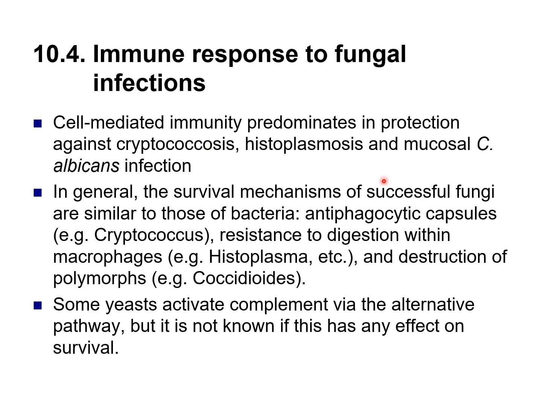Cell-mediated immunity predominates in the protection against Cryptococcus, Histoplasma, and Candida albicans infection. The general ways of survival are similar to those of bacteria: providing capsules that prevent phagocytosis, resistance to digestion by macrophages, mechanisms of surviving within the phagocytic cells, and destruction of the polymorphonuclears, maybe by apoptosis. Some yeast can activate complement via the alternative pathway. So the presence of the surface can activate the alternative pathway, but it doesn't have any known effect on survival.